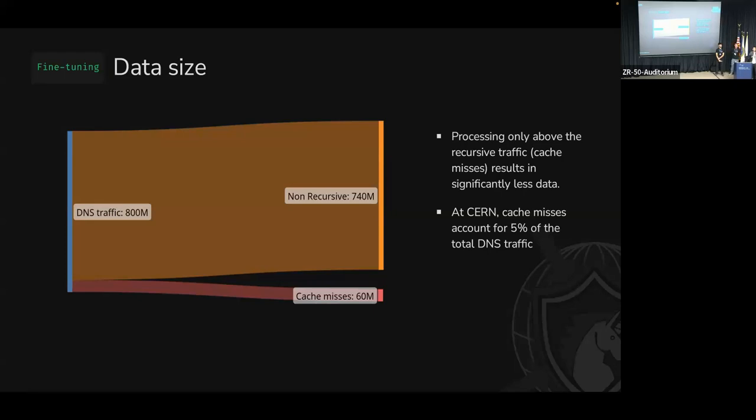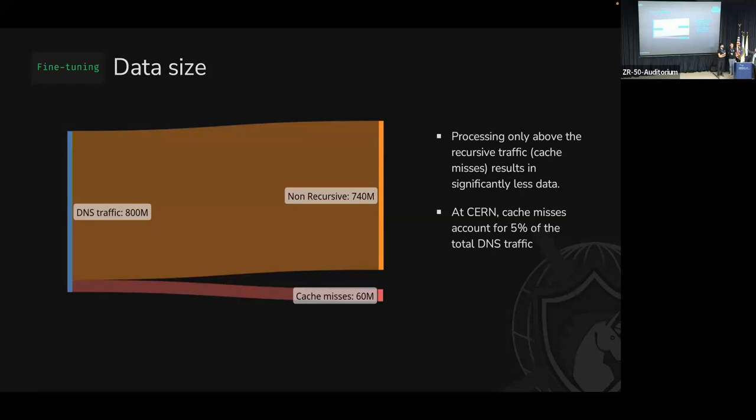We only care about the cache misses that are happening on the resolver. And this is important because if something resolved once and it's already malicious, the organization should already act upon that and block it. So in this case, we at CERN, for example, realized that daily we get one twentieth of the logs. So we get only 5% of the total DNS traffic by observing the cache misses. And this is only with that type of filtering.